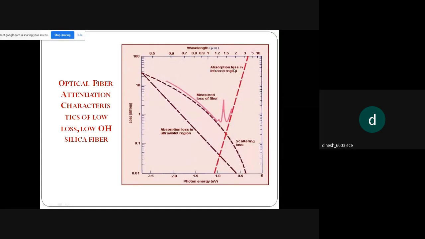So the absorption loss in infrared region is this, the dark dotted red. The absorption loss in ultraviolet region is this maroon dotted, for different photon energies at different losses at different wavelengths. And this is your scattering loss. So this line is your scattering loss, and this is your measured loss of fiber from first window to second window, then third window.